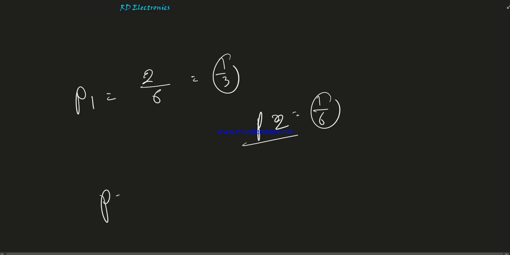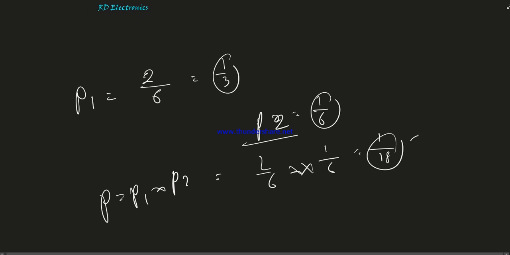So now what is the probability? Now, the probability that one of the dice shows 5 and the other shows 6. Therefore, we again apply the multiplicative law, that is 2 by 6, which is 1 by 3, times 1 by 6. So the answer is 1 by 18. This is the probability.